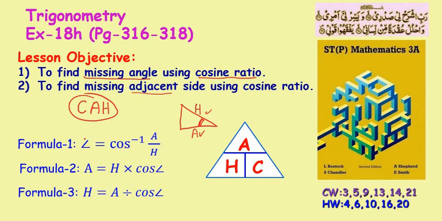Now if you are finding the angle, simply you will say cos inverse equals adjacent over hypotenuse, right? If you want to find the adjacent, as I explained in my last video, it will be adjacent equals hypotenuse times cos angle. And if you are finding the hypotenuse, you have to divide: adjacent divided by cos angle. This is one way to understand.